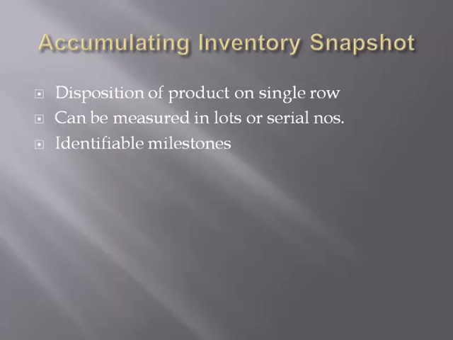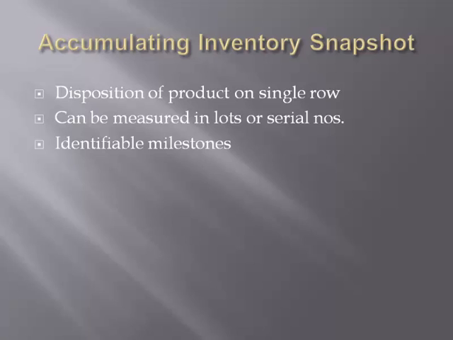The third type of inventory model is accumulating inventory snapshot model. In this model, the disposition of product is on a single row, which means the product is tracked on a single fact row until it leaves the warehouse, which means going to the warehouse and leaving outside the warehouse belongs to one row. We can measure the disposition in lots.